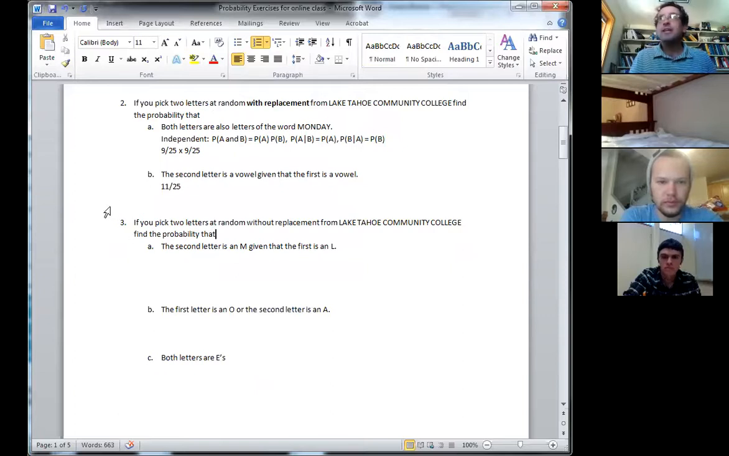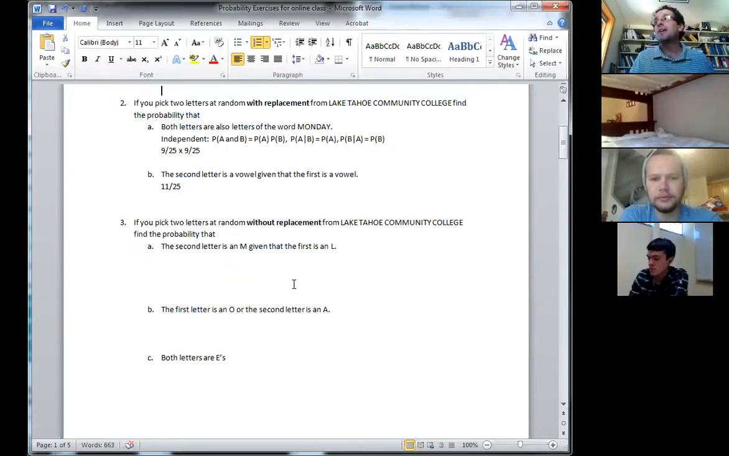Okay, so now, if you pick 2 letters at random without replacement from Lake Tahoe Community College, find the probability the second letter is an M, given the first is an L. See if you can put that in your chat box. And what's the key word in the instructions? Yeah, without. So that changes everything when it's without replacement. So what's the probability the second letter is an M given the first is an L?